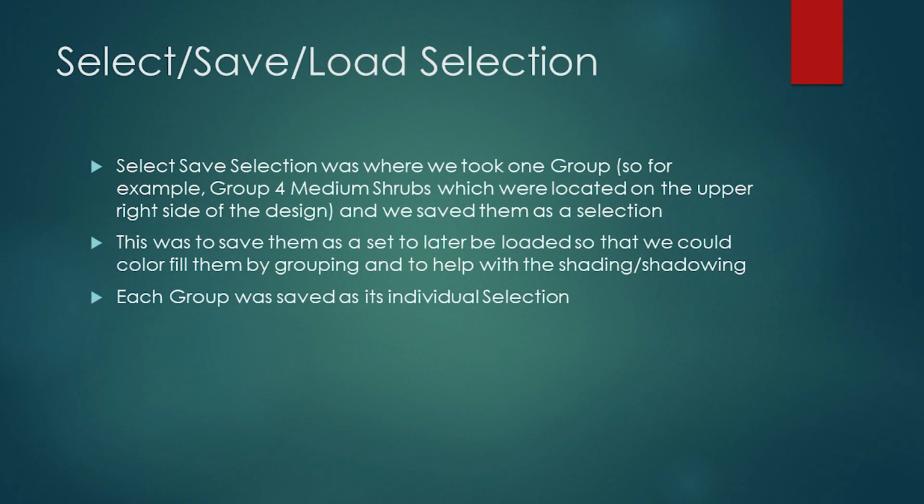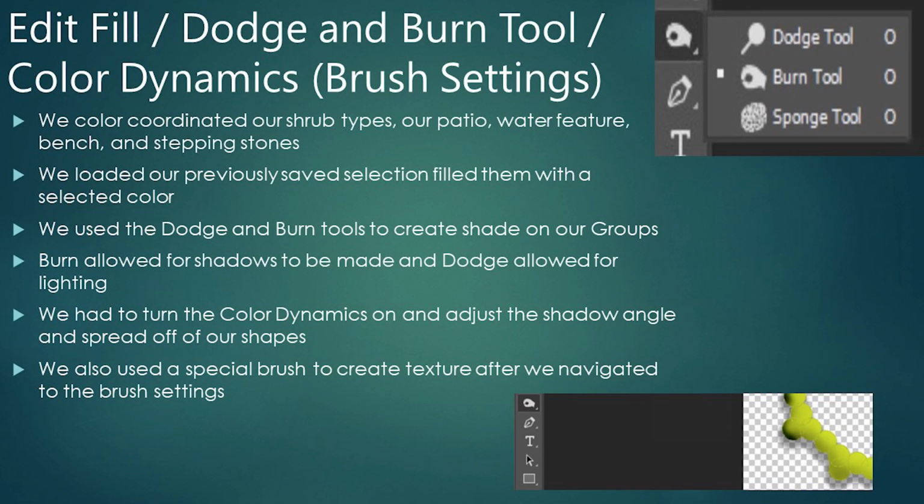Save selection is where we selected a group using the wand tool, which means we essentially highlighted the group that we wanted to be working with. Then we saved each individual group as a selection to later be loaded so that we could edit and improve on it. Once we loaded the saved selections, we could go in and color fill our selections. We color coordinated sets of objects in our design, for example, dark green for the tree, orange for the large shrubs, etc. This is where the repetition comes in because we had to individually load selection and navigate to the upper bar to select, edit, and fill all the different groups.